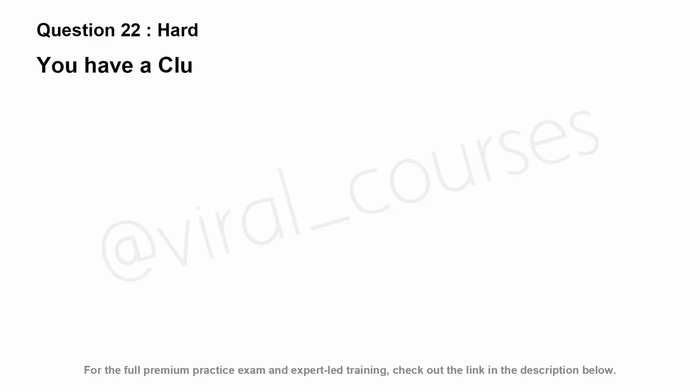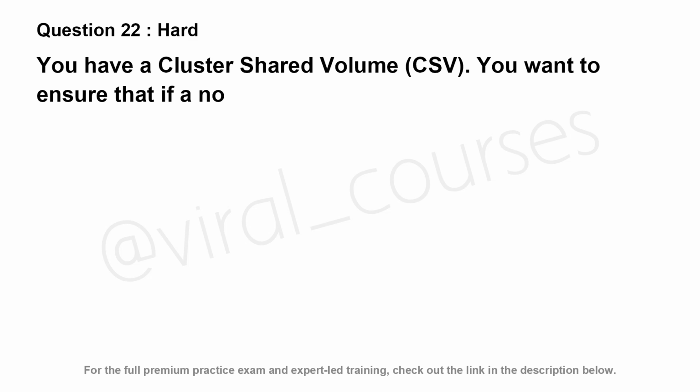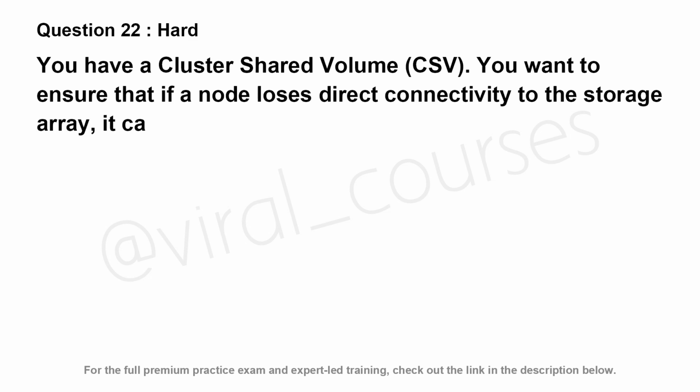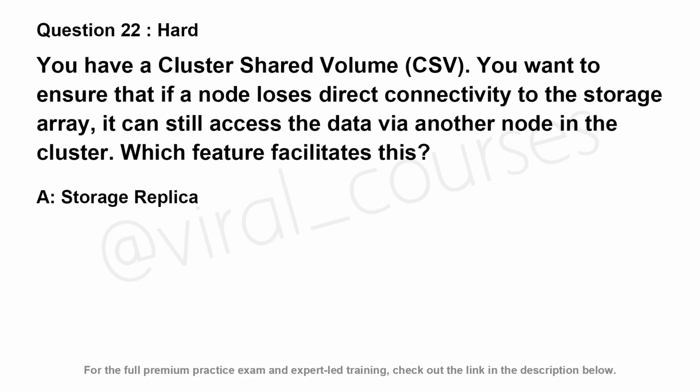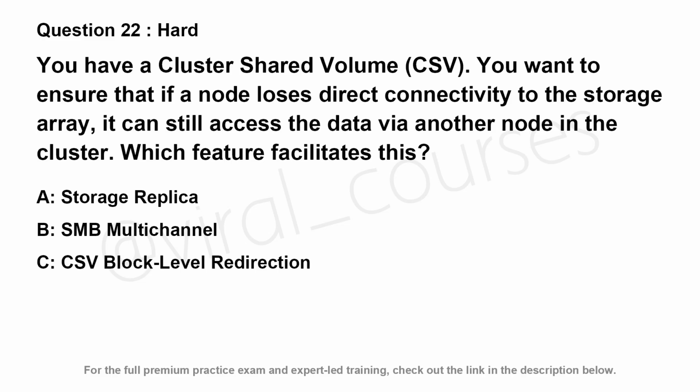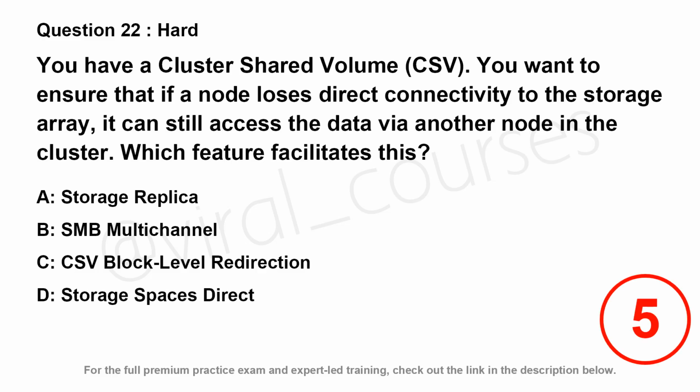You have a cluster shared volume, CSV. You want to ensure that if a node loses direct connectivity to the storage array, it can still access the data via another node in the cluster. Which feature facilitates this? Option A. Storage Replica. Option B. SMB Multichannel. Option C. CSV block level redirection. Option D. Storage Spaces Direct.